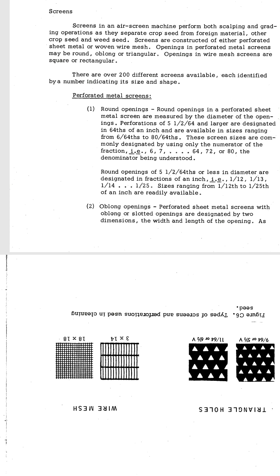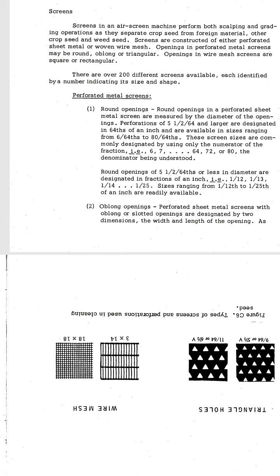Then the second part is screens. The screens in an air screen machine perform both scalping and grading operations, as they separate crop seed from foreign material, other crop seed, and weed seed. The screens are constructed of either perforated sheet metal or woven wire mesh. The openings in perforated metal screens may be round, oblong, or triangular. Openings in wire mesh screens are square or rectangular. Generally screens perform both operations, scalping and grading.